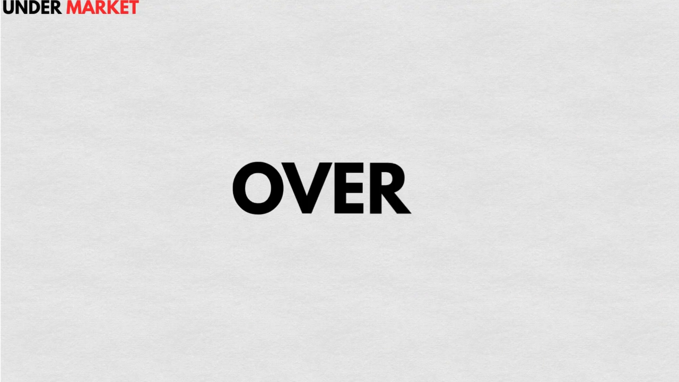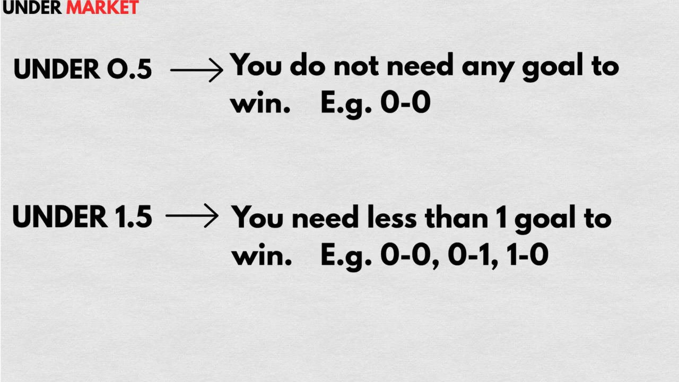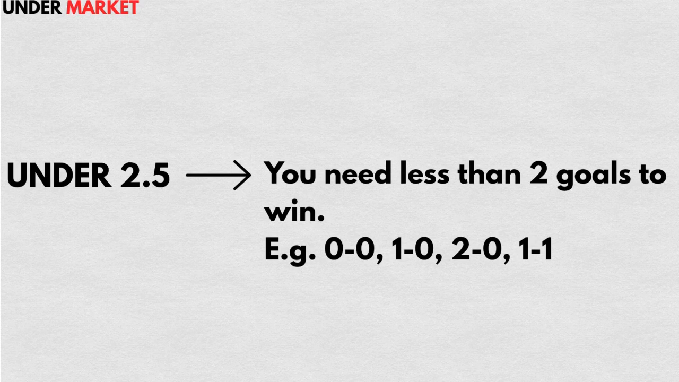We've been talking about over, but now let's talk about under. Let's say you pick under 0.5 option on your ticket. That means you're expecting no goals to be scored in that match. Now if you pick under 1.5 on your ticket, that means you're expecting less than 2 goals in that match. If you pick under 2.5, that means you're expecting less than 3 goals to be scored in that match.